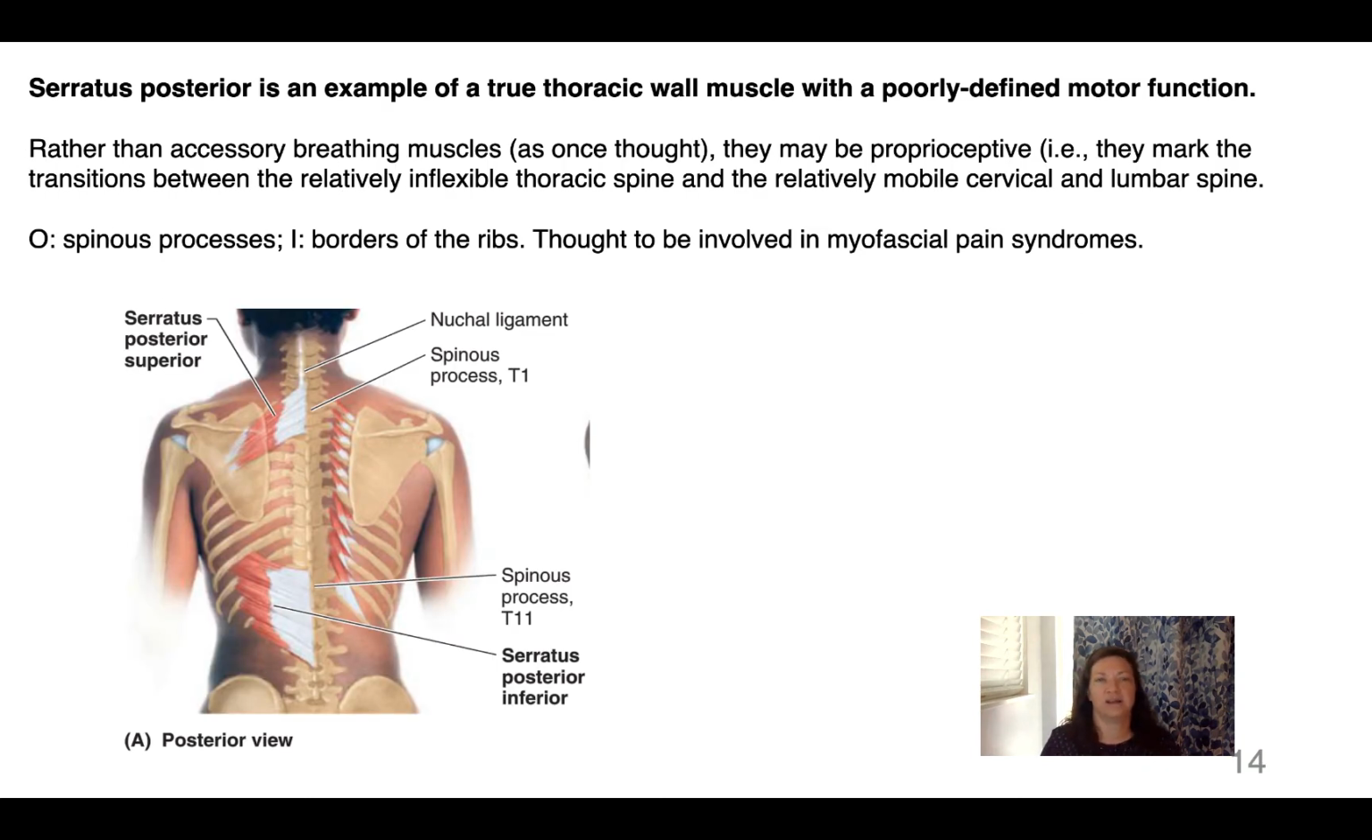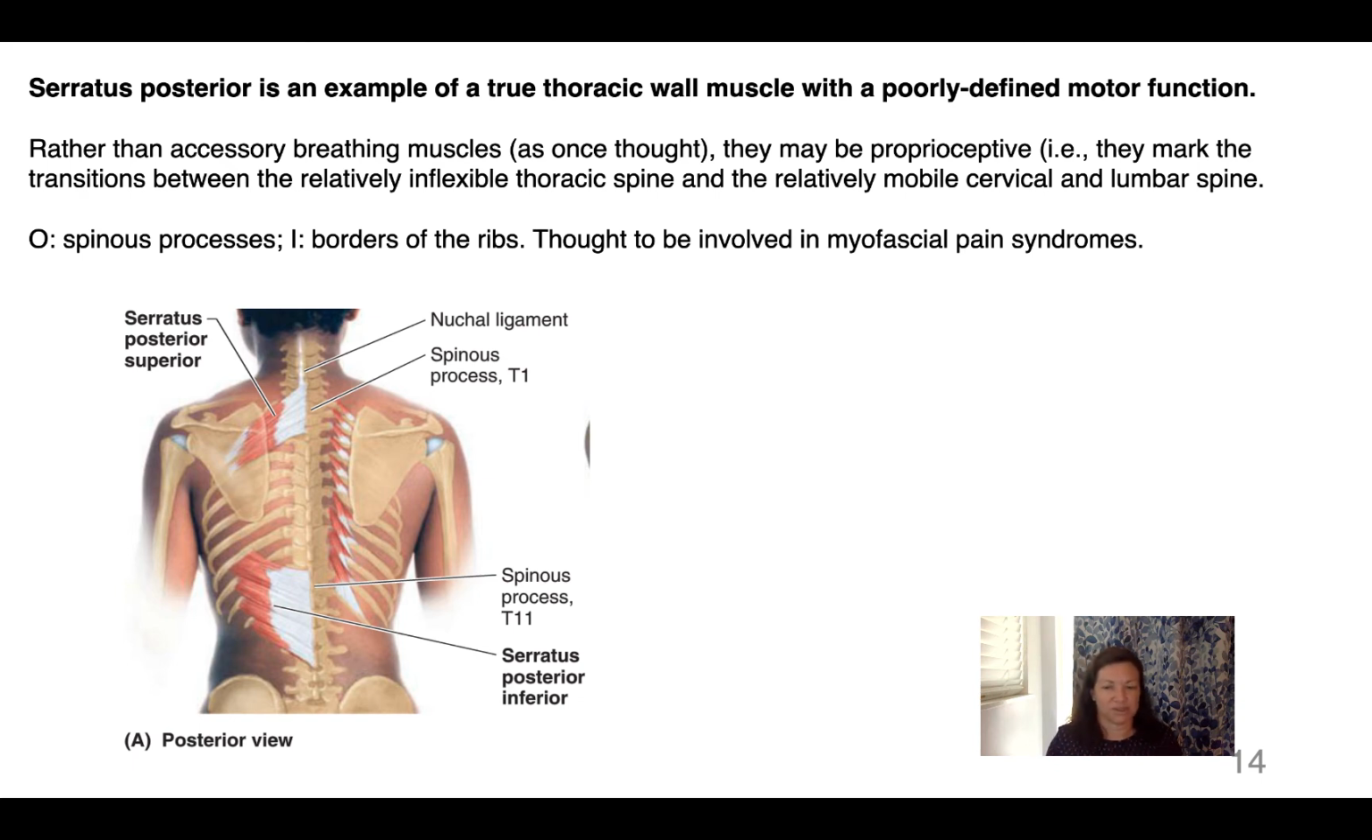So an example of a true thoracic wall muscle in terms of its origin and insertion with a poorly defined function is serratus posterior superior and serratus posterior inferior. These were once thought to be accessory breathing muscles. Now they're more considered proprioceptive.